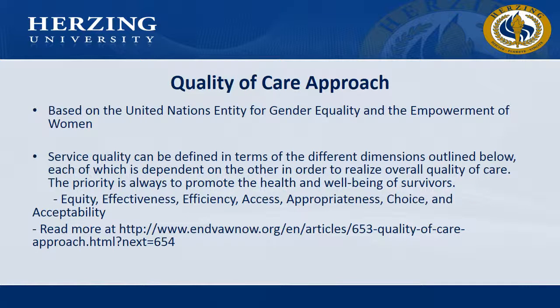Quality of care approach. Again, this is an example by the United Nations entity for gender equality and the empowerment of women. Service quality can be defined in terms of the different dimensions outlined below, each of which is dependent on the other in order to realize overall quality of care. The priority is always to promote the health and well-being of survivors. As healthcare professionals, we always center our care on the issue of quality for all patients. Examples include equity, effectiveness, efficiency, access, appropriateness, choice, and acceptability. To read more on each of these items, please visit the following website.